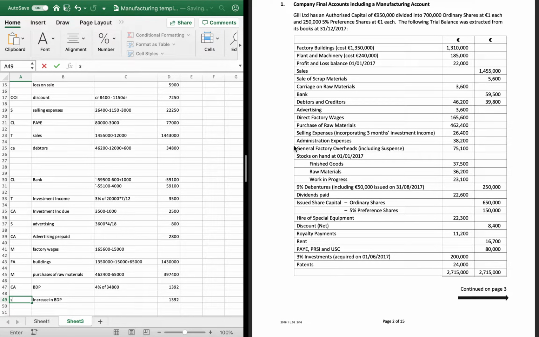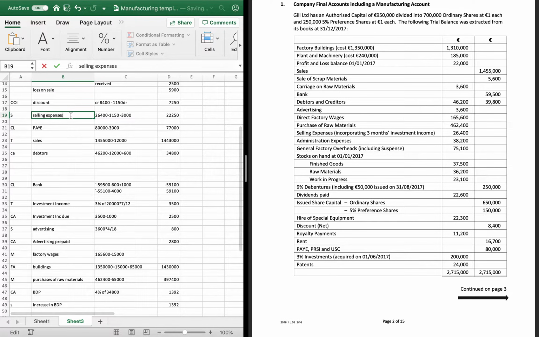Admin is admin. Sorry, the general factory overheads incorporated suspense. I had it as the selling expenses, so I'm just going to go back and change that. Selling expenses incorporated something else. Now it doesn't really change anything in this bar, the first number. So the general factory overheads were 75.1.